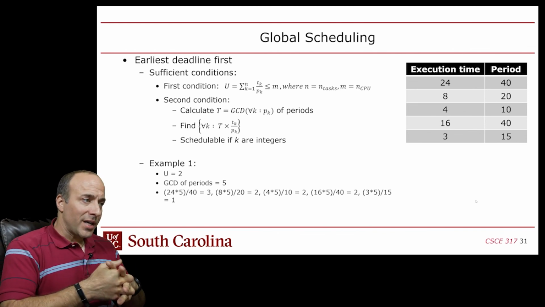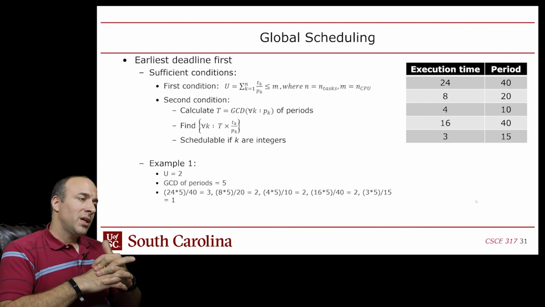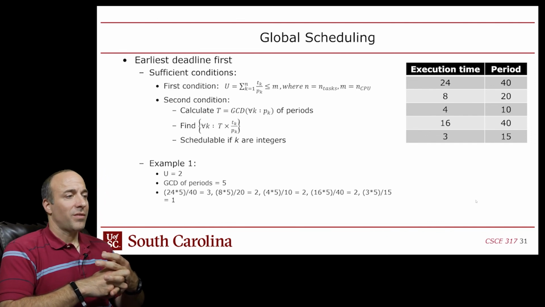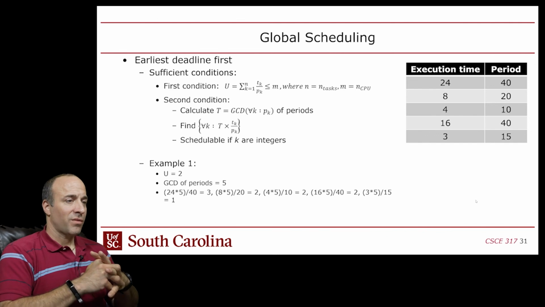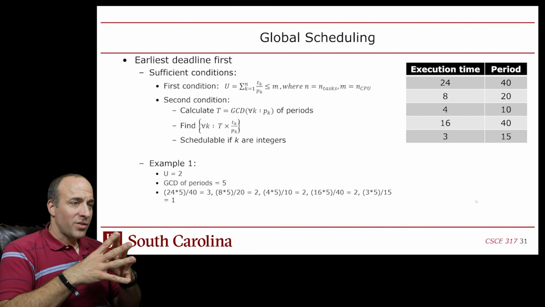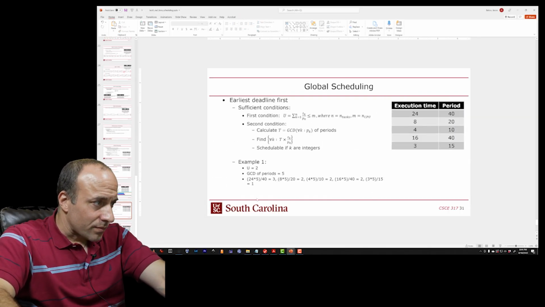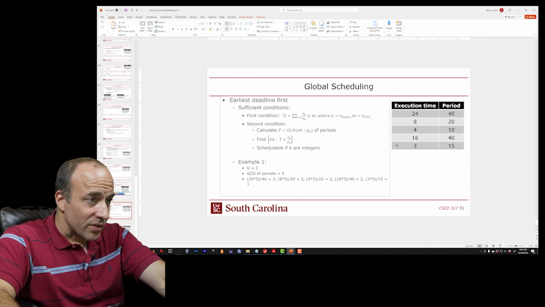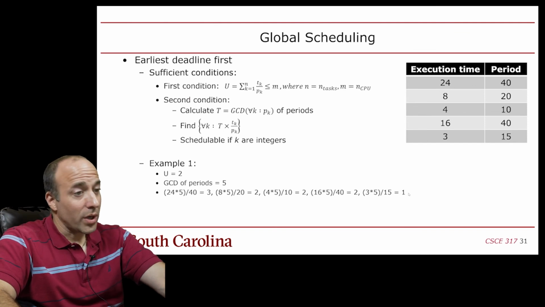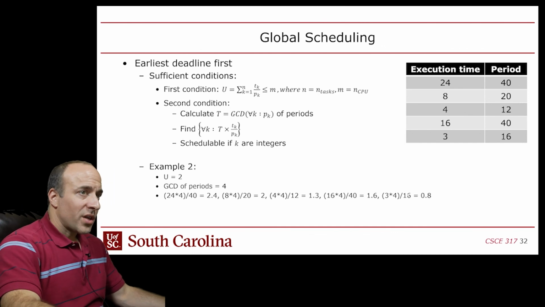The greatest common divisor of the periods is 5, and so then we take 5 times 24 over 40, 5 times 8 over 20, 5 times 4 over 10, 5 times 16 over 40, 5 times 3 over 15, and each of those turns out to be an integer. So 3, 2, 2, 2, and 1. So that one's schedulable. Here's another example.